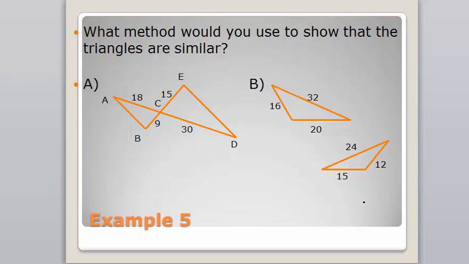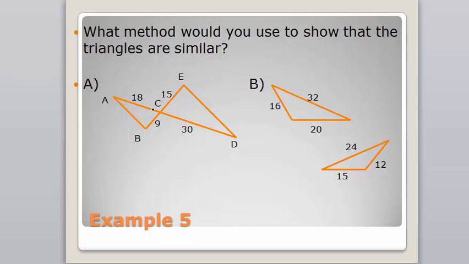All right, a little different here. We want to know, what method would you use to show that the triangles are similar? So looking at this first example here, just what method would we use? Well, can we use AA? Well, no, I don't have enough angles. Can I use SSS similarity? No, I don't have the sides. So what I look at then is, could I use SAS similarity?